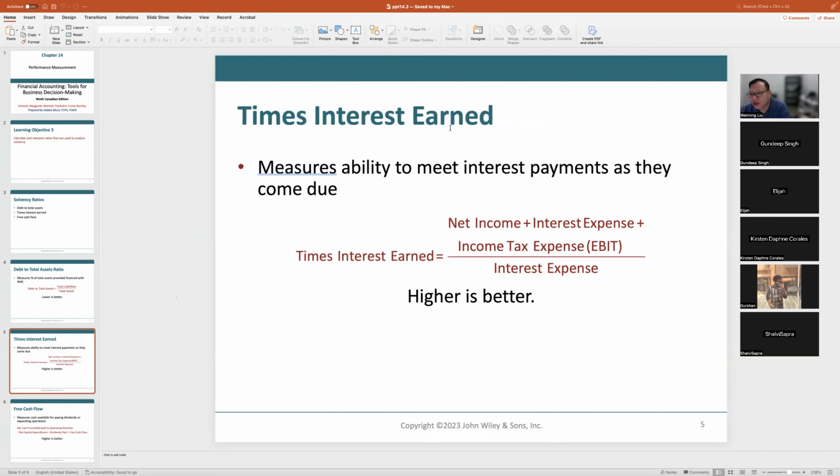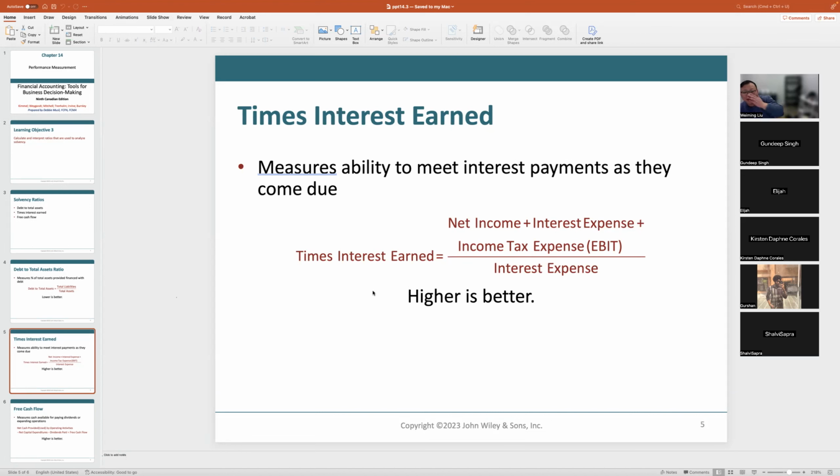Times interest earned. So what is this? This measures the ability to meet interest payments as they come due, okay? So the bankers are willing to lend their money to the business because they're hoping to earn interest income. They're hoping that the company will be very successful and make a lot of money to at least pay their interest expense, right?